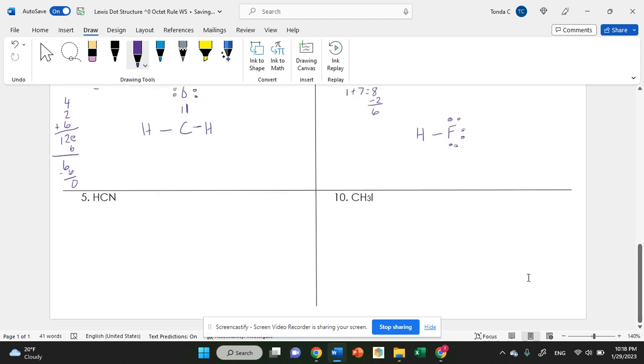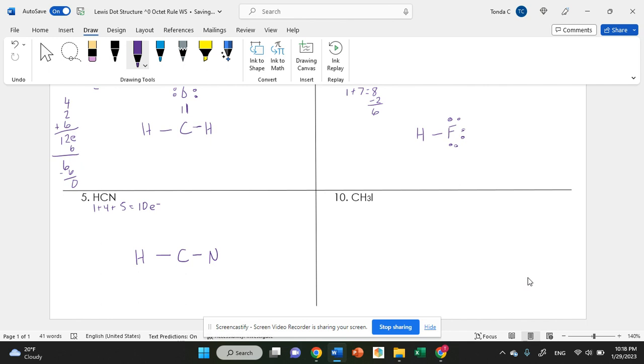Now let's focus on our last 2 problems. Number 5, HCN. Here, hydrogen gives 1, carbon gives 4, and nitrogen gives 5, for a total of 10 electrons I'm allowed to use. Now note that even though hydrogen is listed first, it does not like to be in the middle. We are given carbon, so carbon's going to always be in that middle. So we're going to put carbon in the middle.